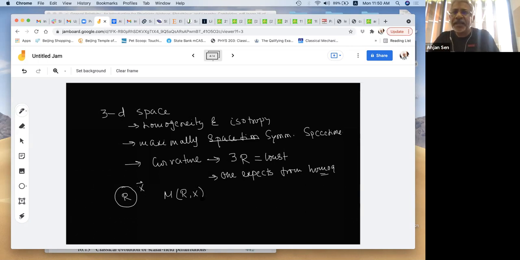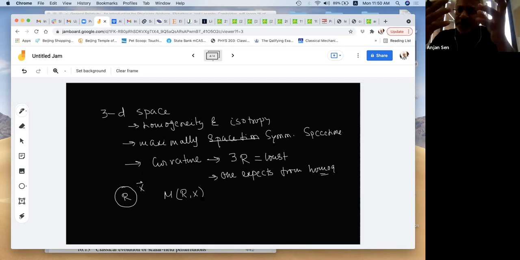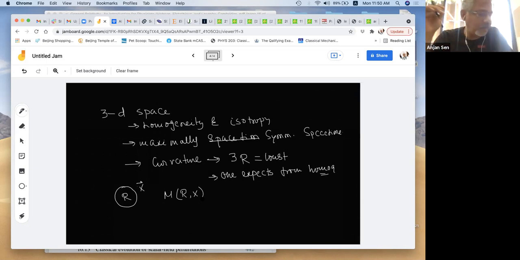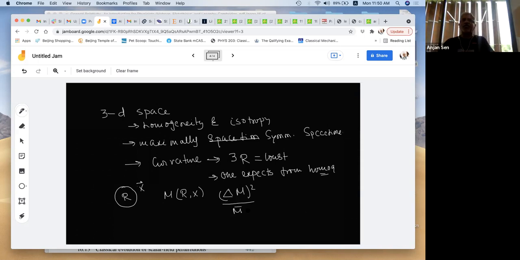Then I take the same sphere with radius r at a different space location. That means I am changing x. If I do that, I will see some random fluctuation of this mass, depending upon different properties at different space locations. But now, if I calculate the deviation from the mean, take the square of it, and divide by the mean, that means I am averaging over all these space locations.